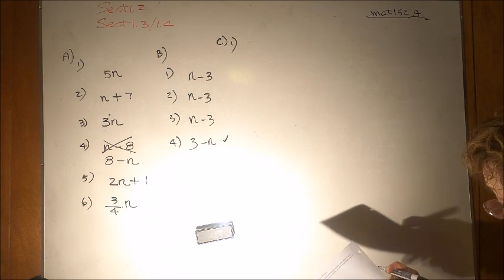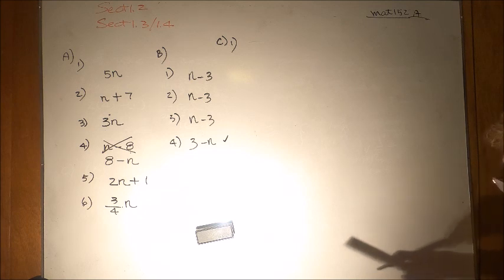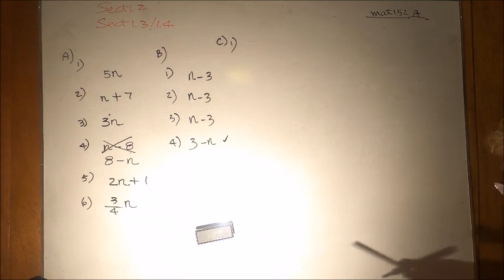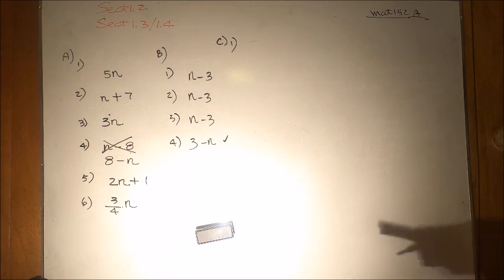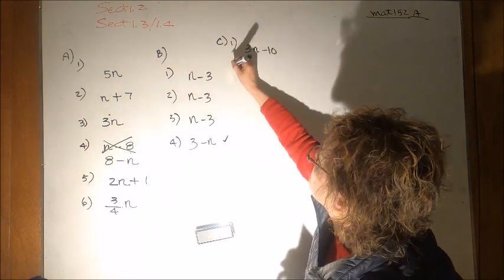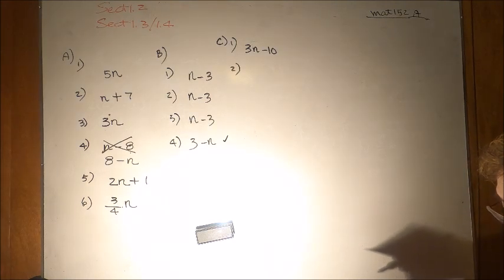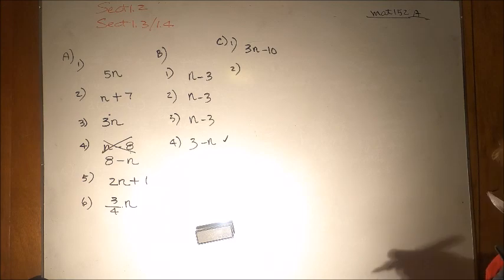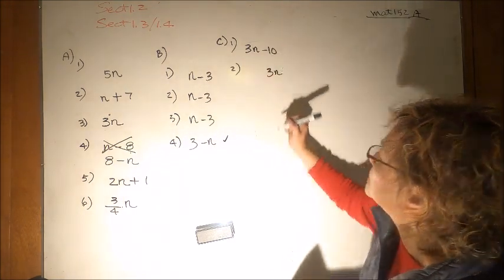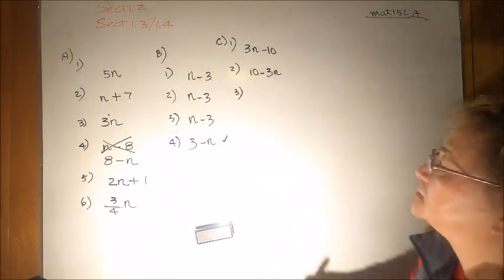Let's take a look. Next one, on your page 6. Let's translate all the English to algebra, okay, to math language. It says, first one, 3 times a number subtract 10. 3 times a number, times means multiplication, subtract 10. So you will minus 10. Second one, 3 times a number subtract from 10, right?